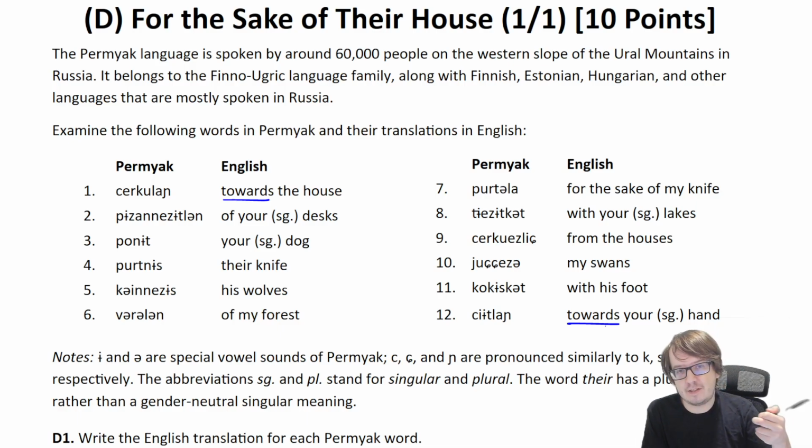Now, what this means is that in the Permiac word itself, there should be a shared segment of that word, a shared morpheme that has that meaning. So if we take a look at 1 and 12, we see this LAN in common between both of these. So what this tells me is that this is what towards is translated as in this language. So another important thing I see here is that it comes at the end of the word.